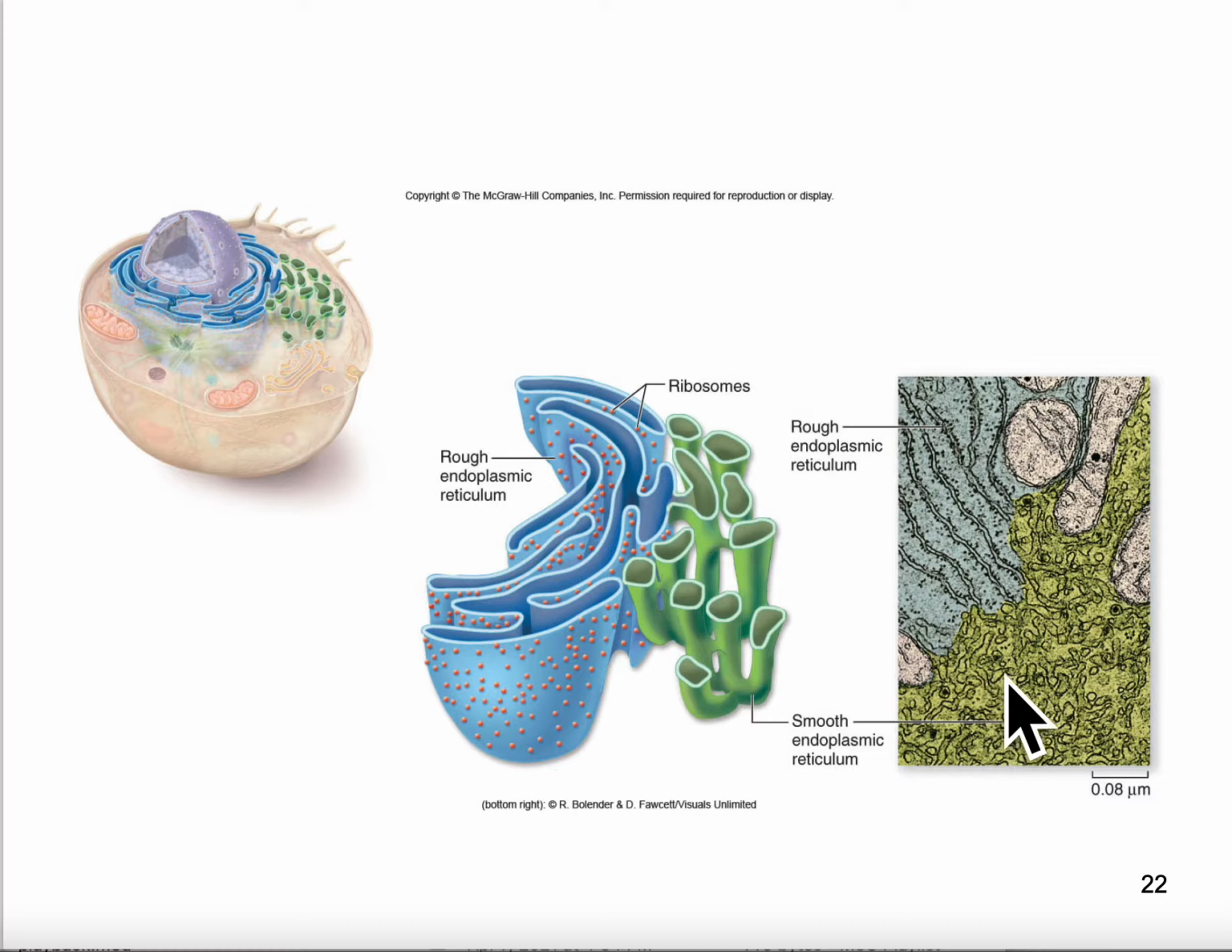Here is a colored microscope image that is trying to show you what it would look like if you looked at the smooth and rough ER of an animal cell under a light microscope.